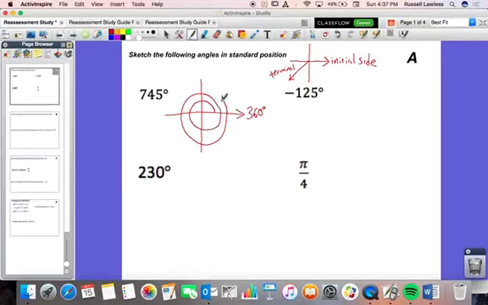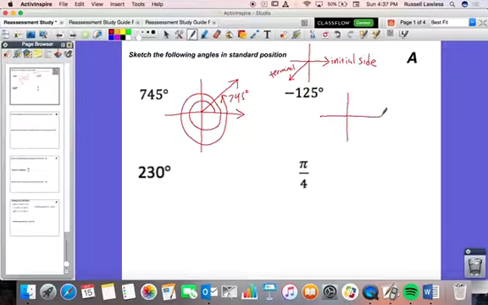I don't need to show the 25 degrees. I'm just going to write here that this is 745 degrees total. So that is how I would show it as a final answer. You don't need that 360, but to show your final answer, 745 degrees would be shown like that. Now here, that was going in the positive direction.